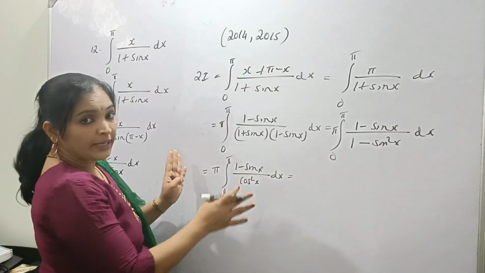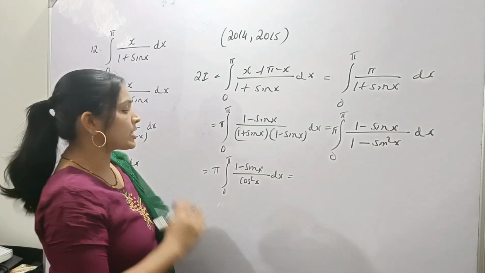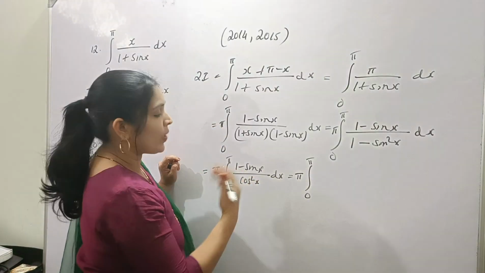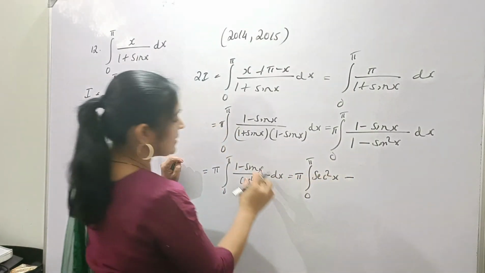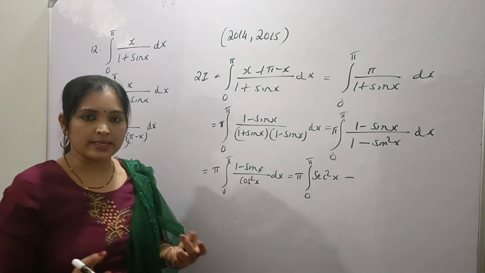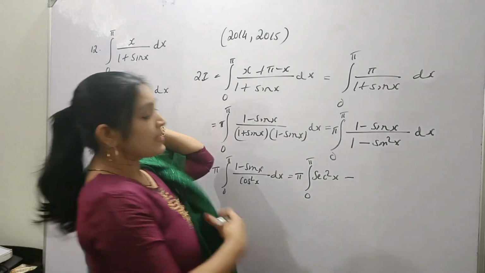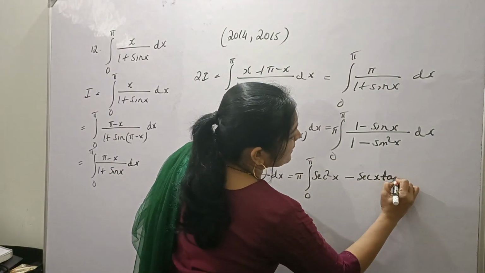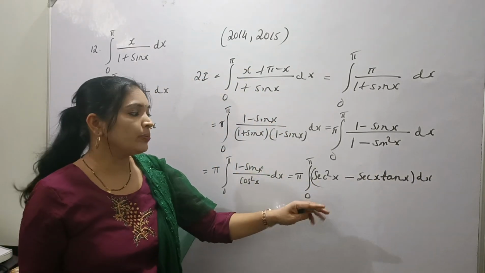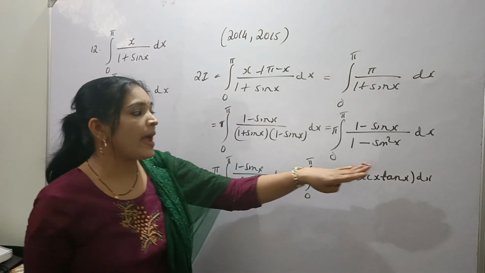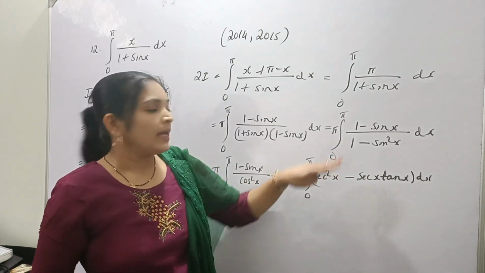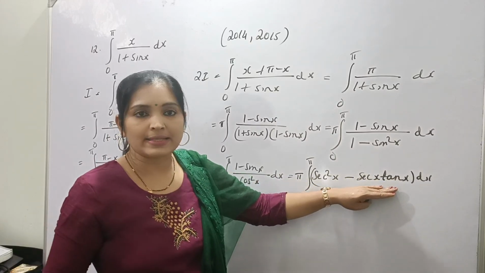Now, let's split it: 1 by cos square x minus sin x by cos square x. So pi into integral 0 to pi, 1 by cos square x is sec square x, minus sin x by cos square x. Sin x by cos x is tan x, and 1 by cos x is sec x, so sin x by cos square x is sec x into tan x, dx. Now we can integrate it, because we know that it is the derivative of tan x and it is the derivative of sec x. Therefore, integral of sec square x is tan x, and integral of sec x into tan x is sec x.